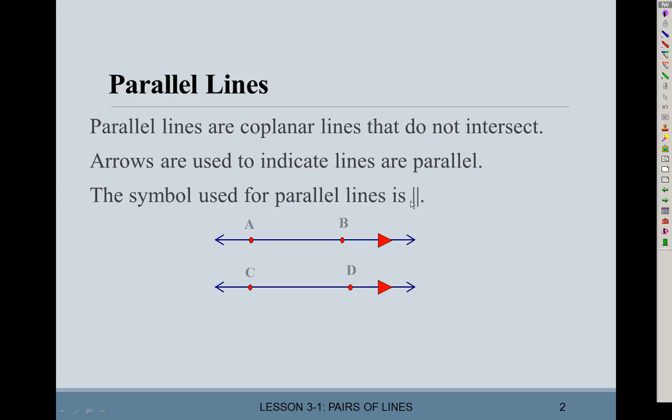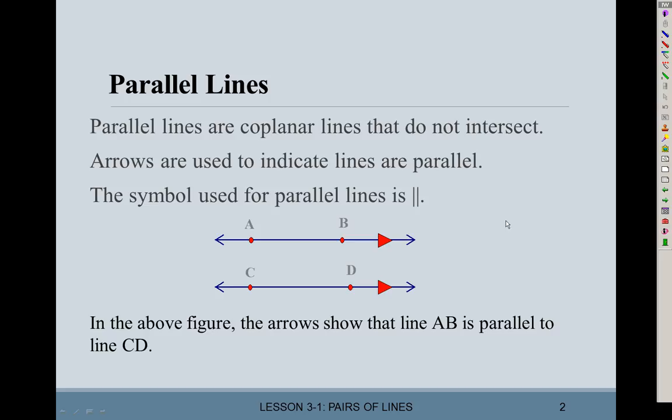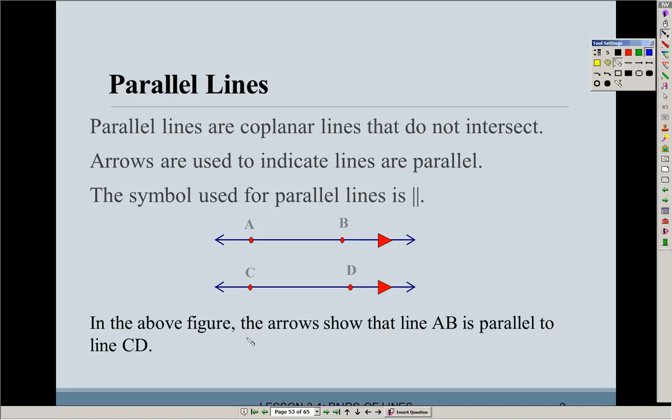The symbol for parallel is this double line like this. And in the figure above, the arrows show that line AB is parallel to line CD. So with symbols, we would write that like this: line AB is parallel to line CD.